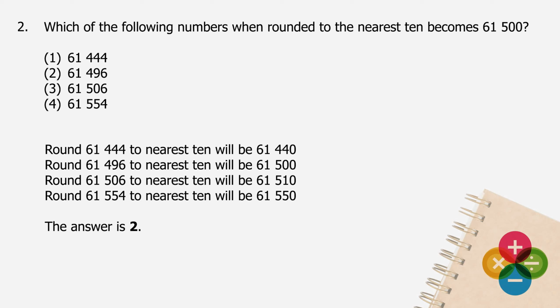Round 61,506 to nearest 10. The number will be 61,510. Round 61,554 to nearest 10. The number will be 61,550. The answer is 2.